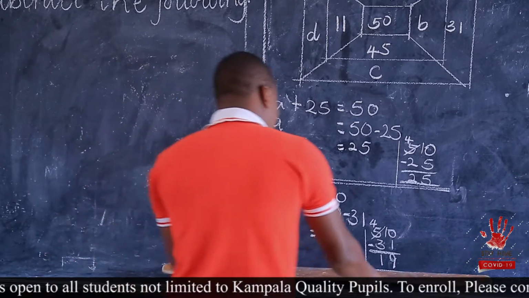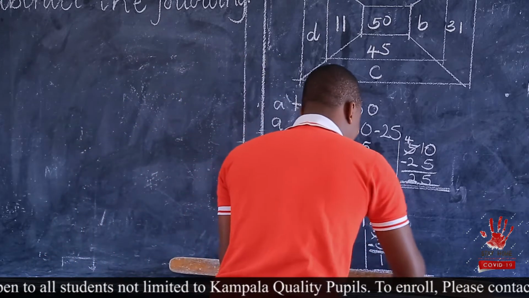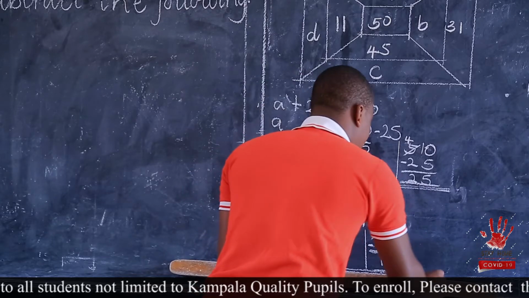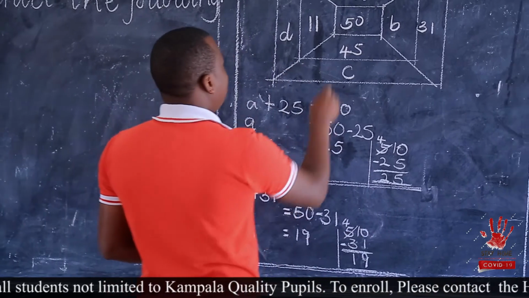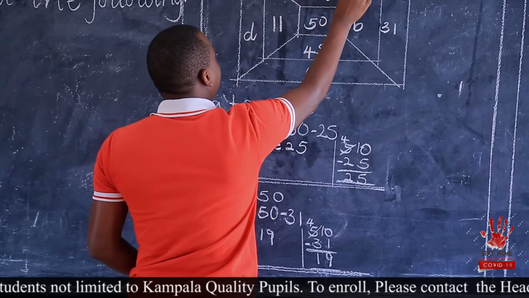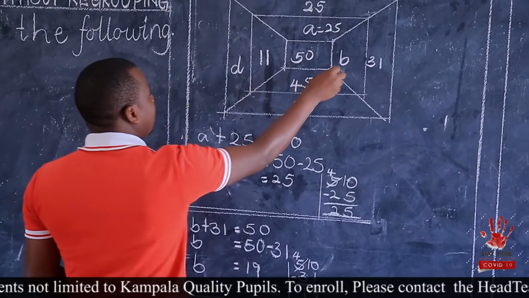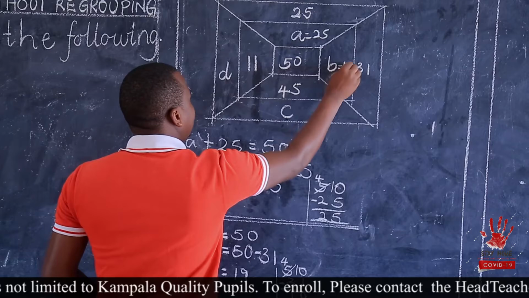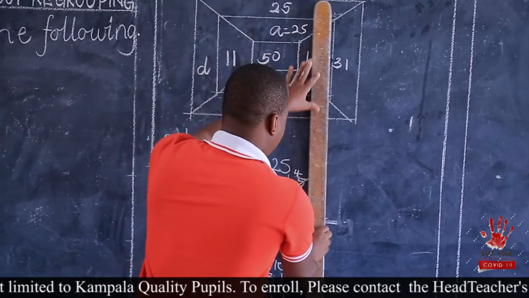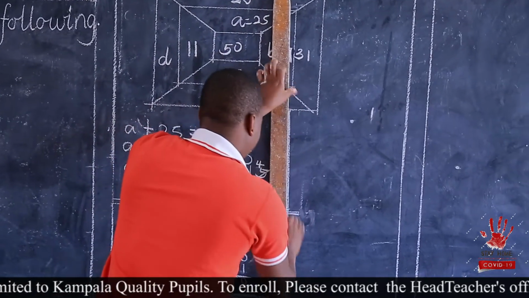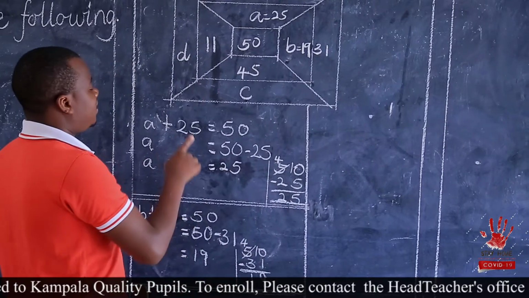So is that what we did? And by the way, you'll have to fill in. What do we get for A? A is 25. And what do we get for B? B is 19. Then from there, we still move on to C.